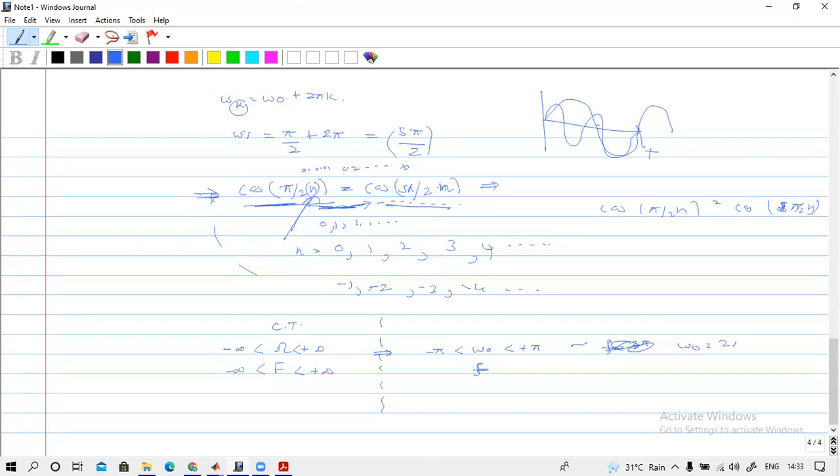Omega naught is equal to 2πf naught or something. Using this identity we can get, here it is from -π to +π, and f from -half to +half. This is in case of a discrete signal, and this is in case of a continuous signal. We call this normalized frequency. Omega should be between -π and +π, and f should be between -half and +half.